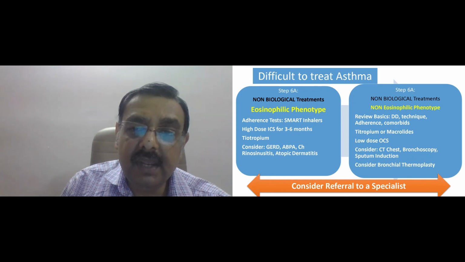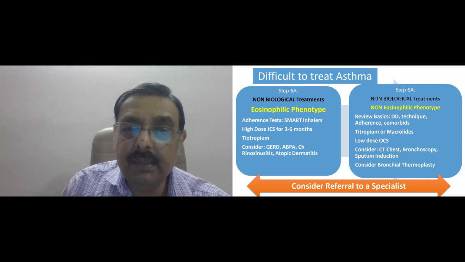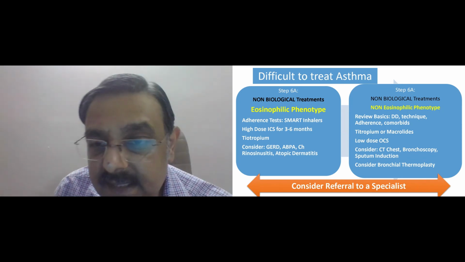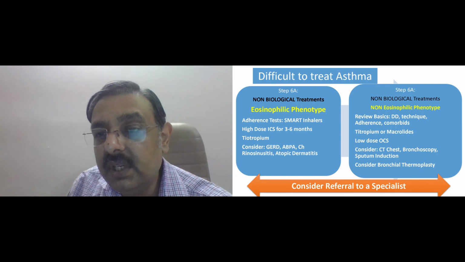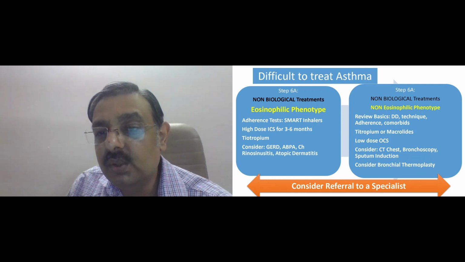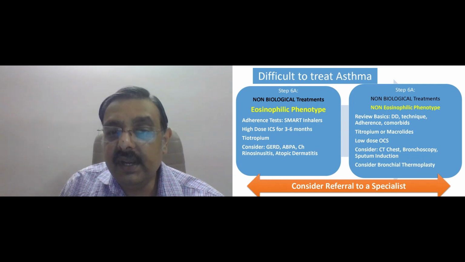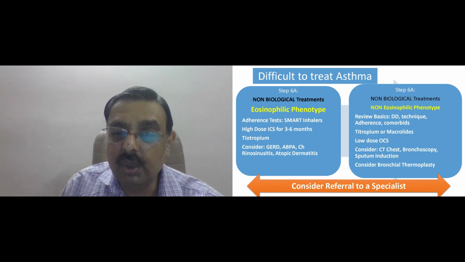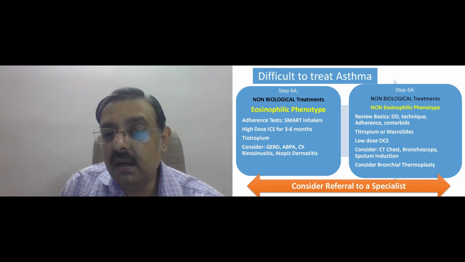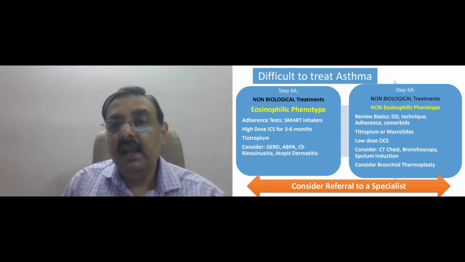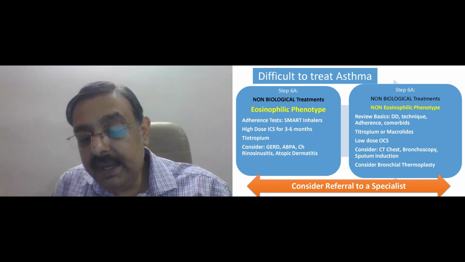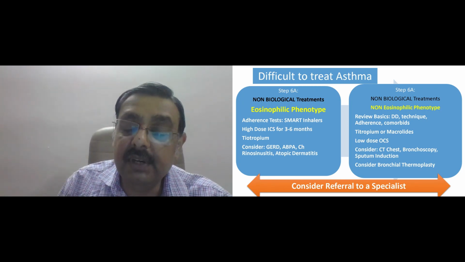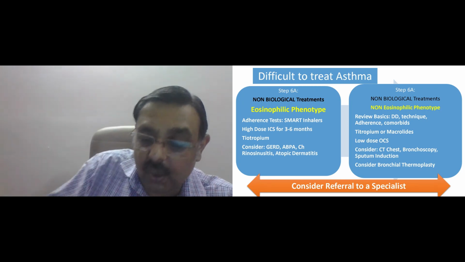In the non-eosinophilic phenotypes, again, look at the basics like the differential diagnosis, the technique, the adherence, the comorbid conditions. Try and consider tiotropium and macrolides. Consider low-dose oral corticosteroids. Consider getting a CT chest, a bronchoscopy, a sputum induction. And these children might be candidates for bronchial thermoplasty, but we don't have data for that as of now.